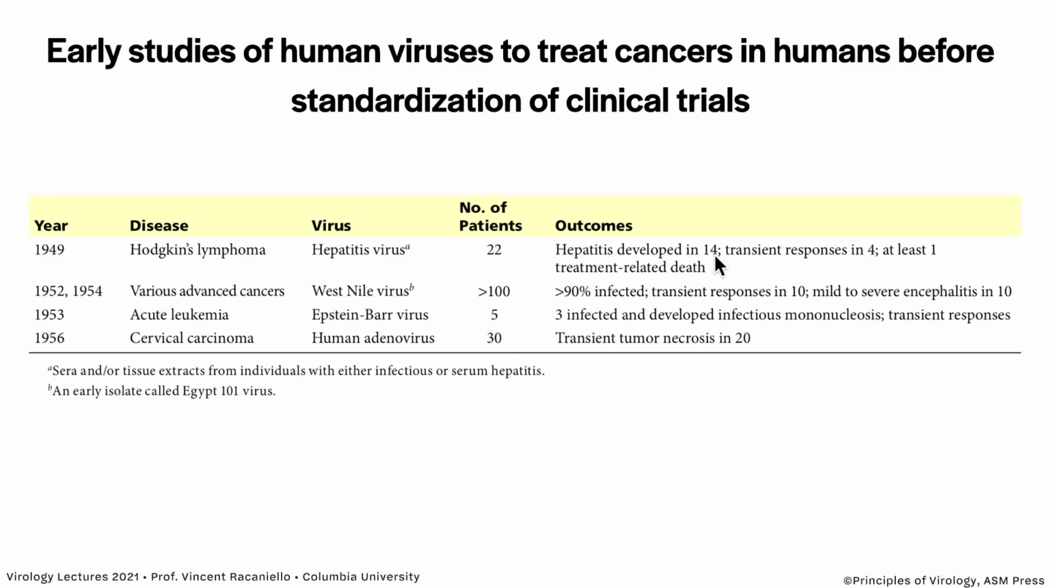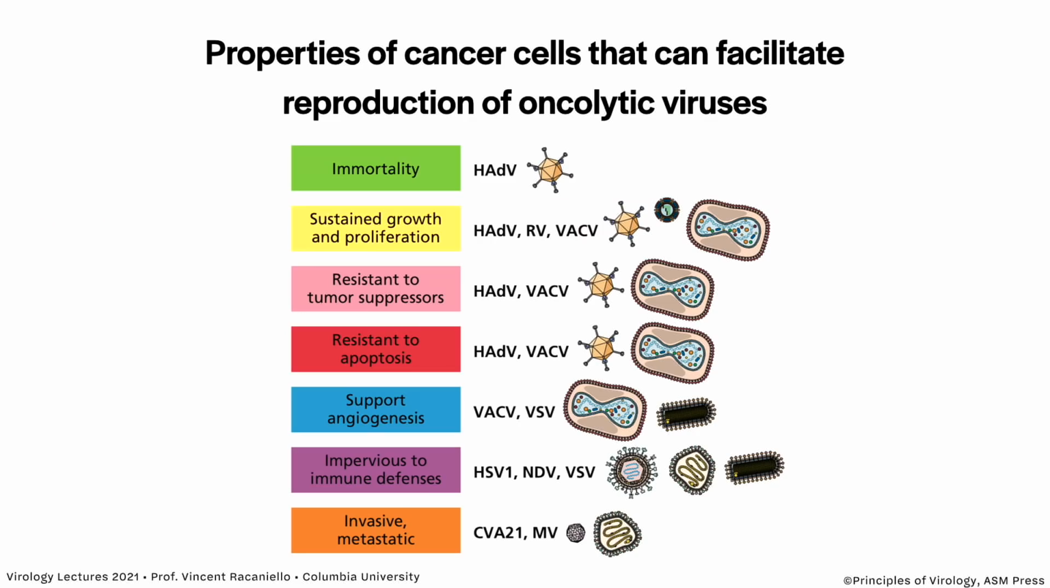And you can see very bad things happen. Patients got hepatitis. Gee, I wonder why, if you give them a hepatitis virus, why they would get hepatitis, right? This one is very interesting. They gave people West Nile virus, and a bunch of them got encephalitis. It's the first time we realized West Nile could do that. These gave transient results, which were promising and really are the basis for what we're doing today.